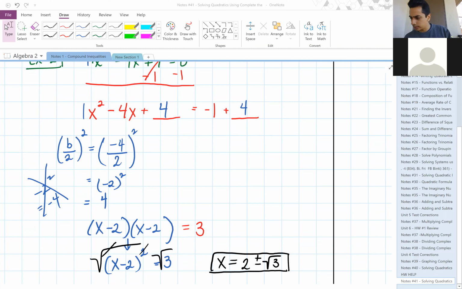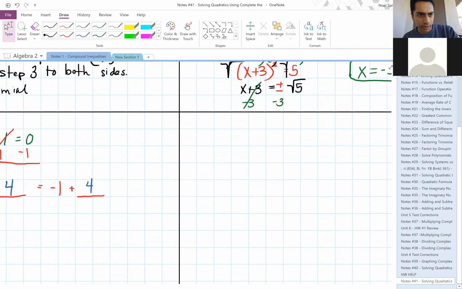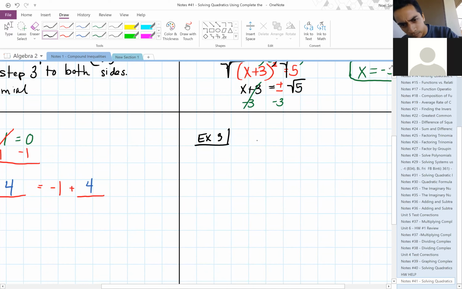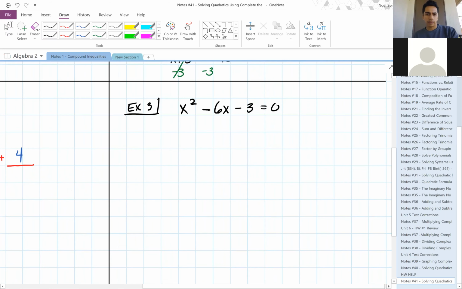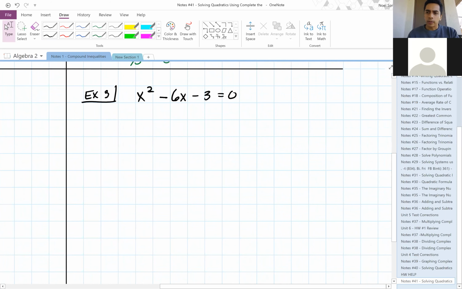Okay, so I think we haven't done that one yet. Okay, so x squared minus 6x minus. All right, example 3. Okay, so here, first step, right? Add the 3. It's going to cancel here, and we get x squared minus 6x is equal to 3.